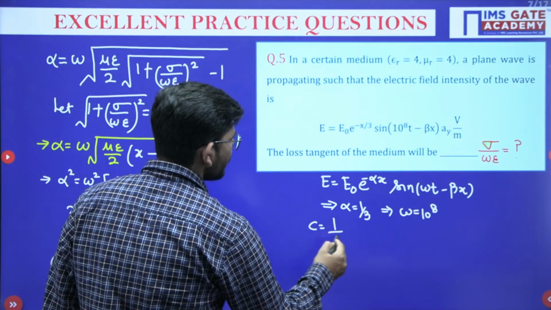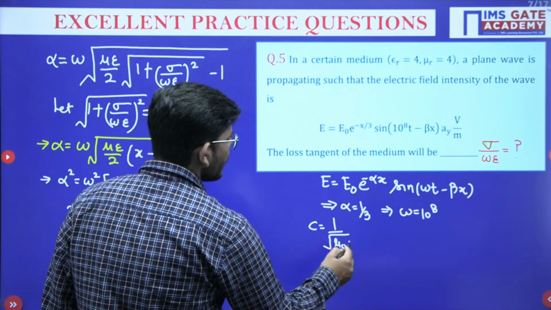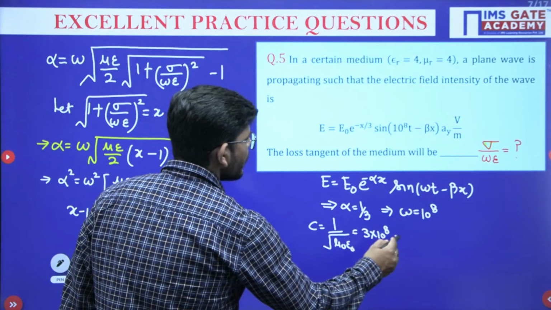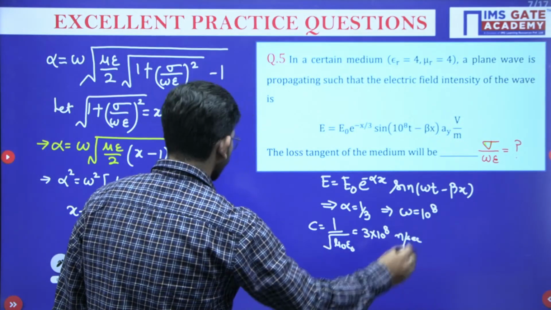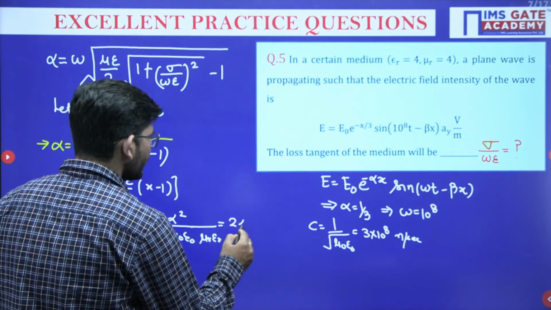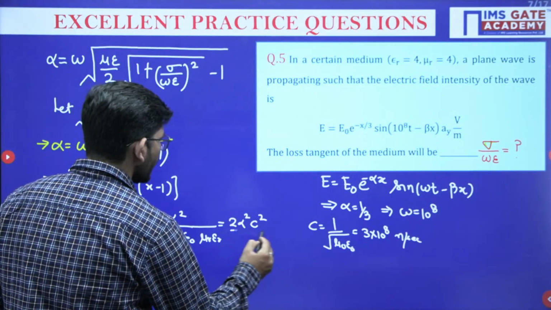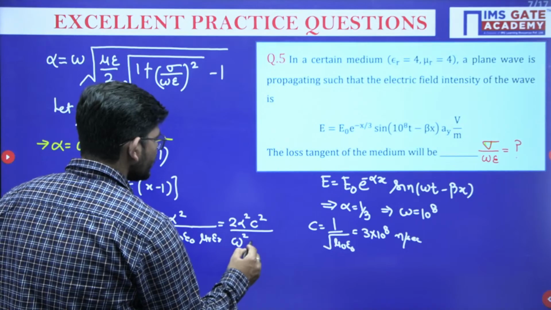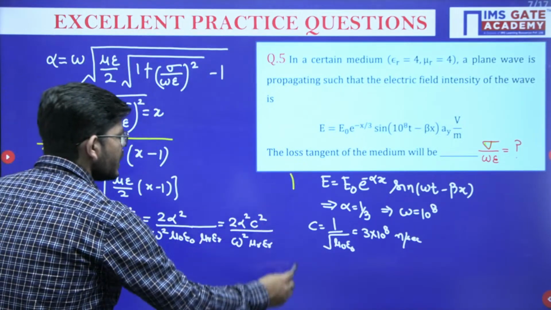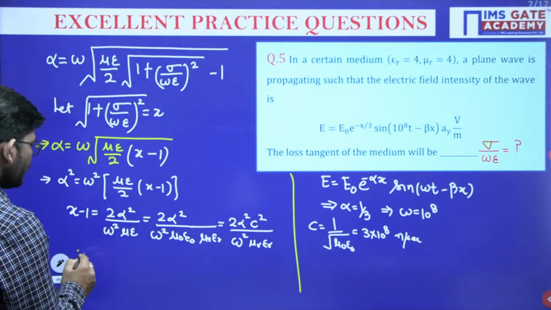C is basically 1 upon under root mu naught epsilon naught, and this equals 3 into 10 to the power 8 meters per second. So can we replace this with this expression? This formula will become 2 alpha square c square divided by omega square mu r epsilon r, isn't it? Now guys, we have to put the values here.